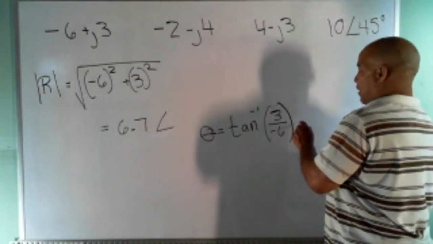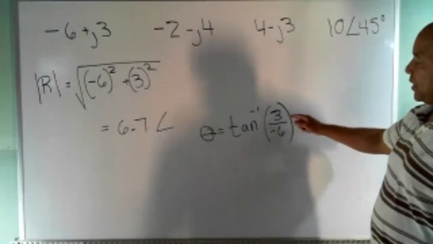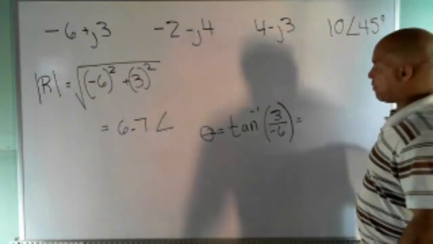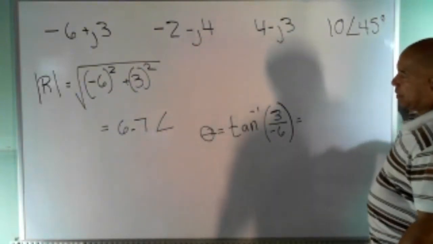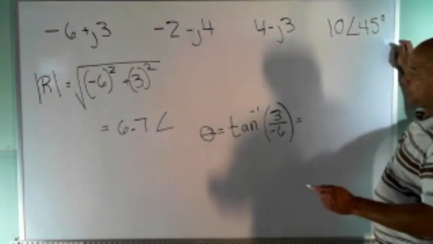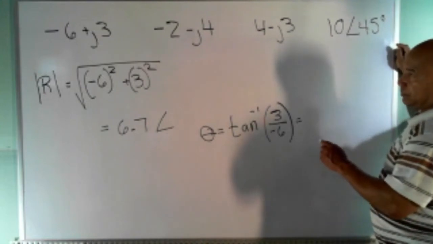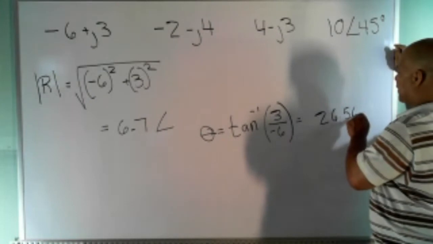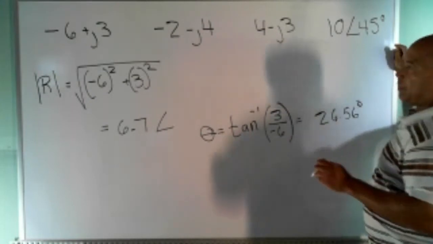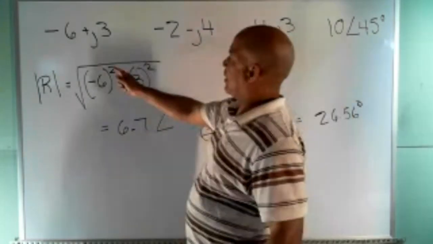What do you get when you do this? What's the inverse tangent of negative 0.5? 26.56 degrees. So look at this.